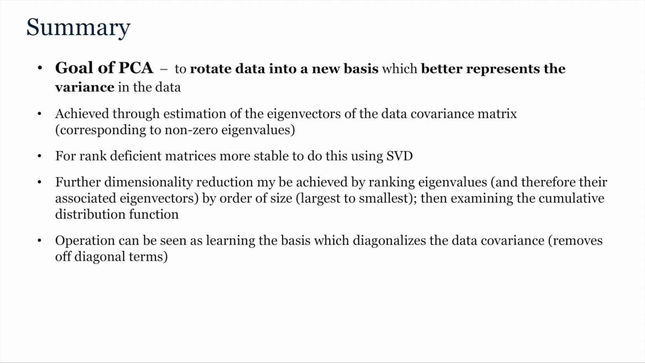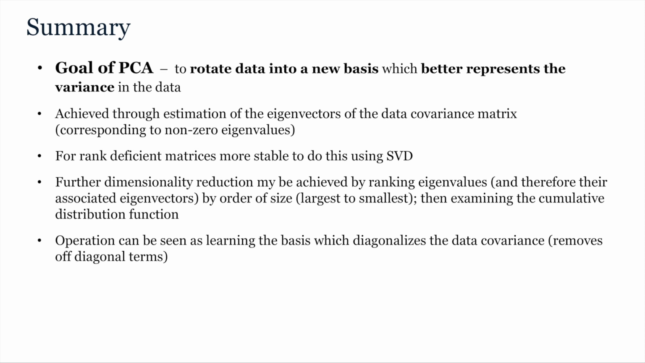So, in summary, the goal of PCA has been to rotate data into a new basis which better represents the variance of the data. It's achieved through estimation of the eigenvectors of the data covariance matrix, where we're interested only in the eigenvectors corresponding to non-zero eigenvalues, noting that for rank deficient matrices, it's much more stable to calculate this using SVD, or singular value decomposition. This automatically reduces the data dimension to the rank of the data matrix.